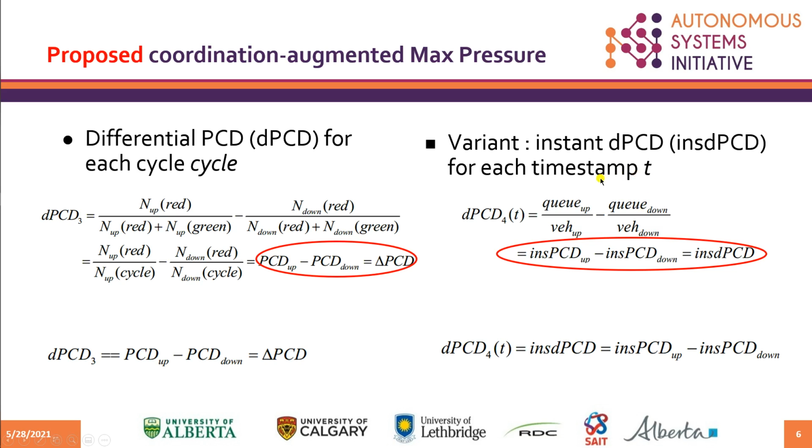Then a variant is built. The one cycle is replaced with each time step t. Moreover, the instant PCD is defined as the Q divided by the total vehicle numbers. Then we obtain the instant differential PCD for one phase for each time step.